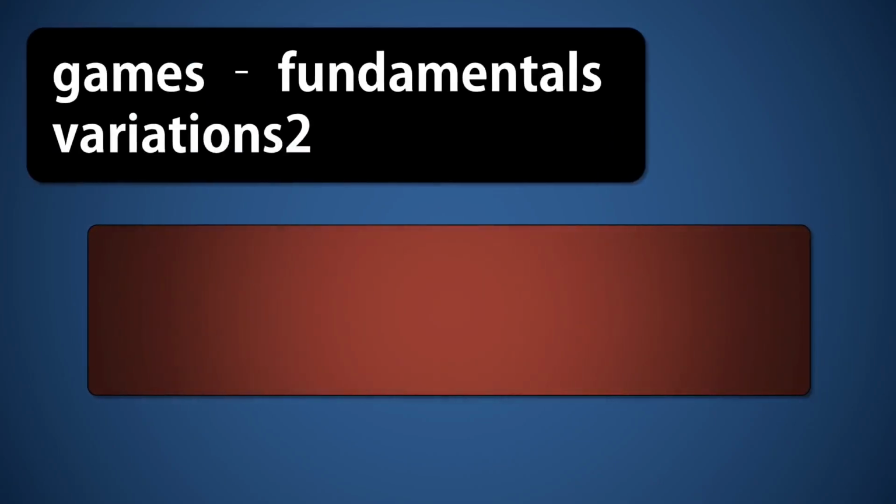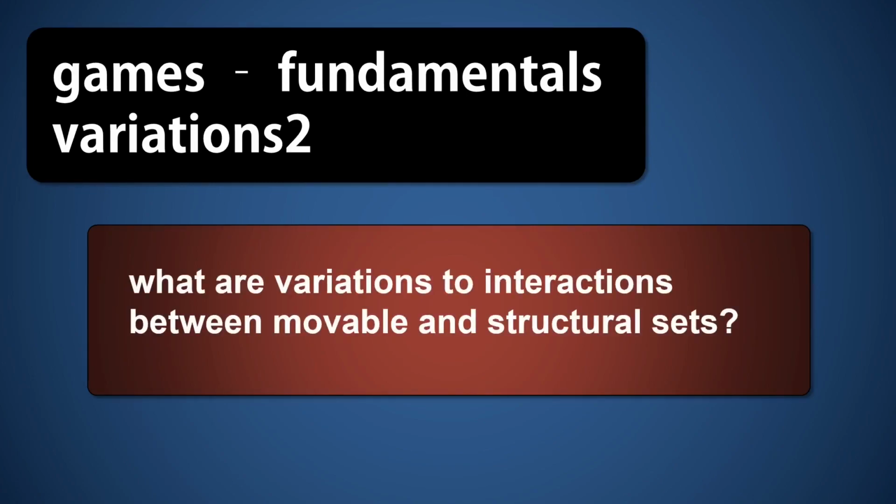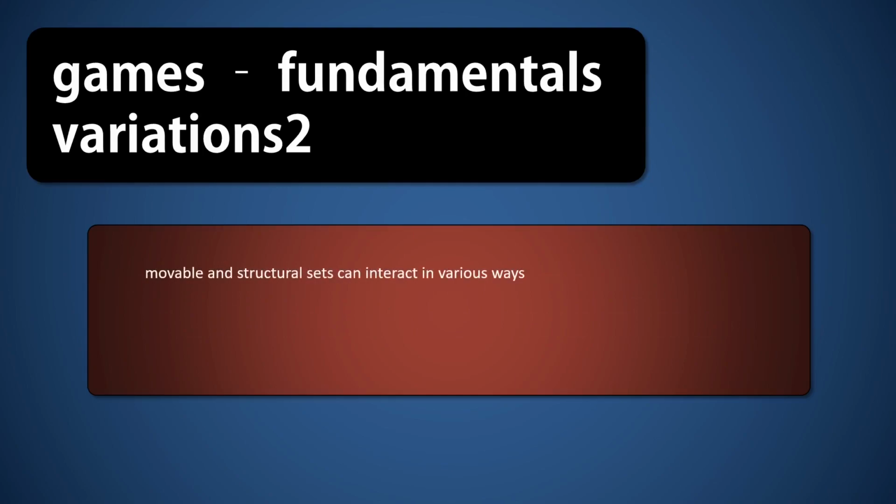Okay, so in this video, we're going to go over some of the variations to these fundamentals in a slightly different aspect, in the sense of what are the variations to the interactions between the movable and structural sets. So the movable and structural sets can interact in various ways. How do they interact? And the key question is, can there be multiple movable and structural sets?